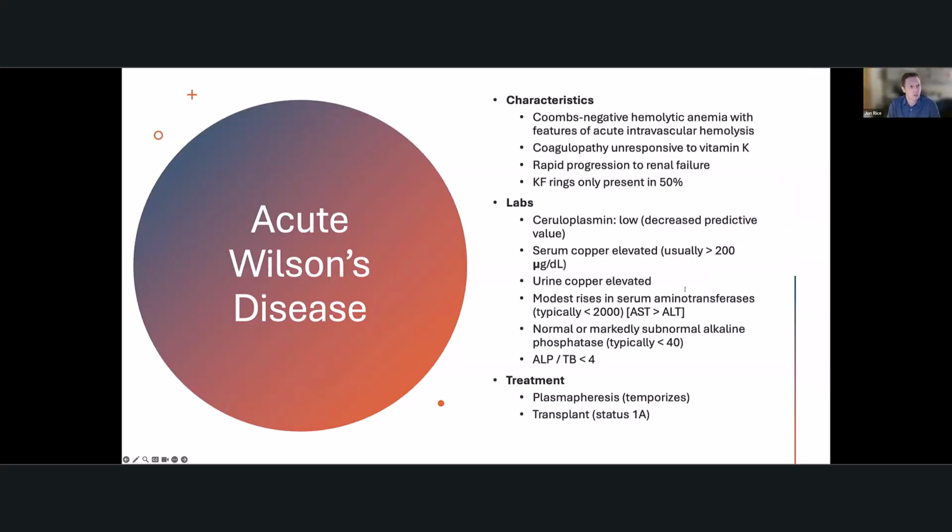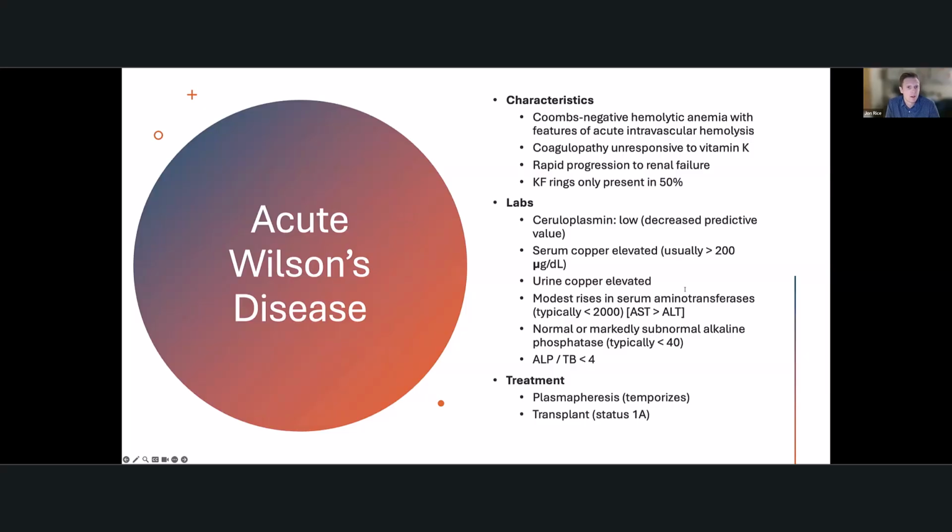One quick discussion point is around acute Wilson's disease. Again, this is a different presentation where a massive release of copper commonly can lead to severe Coombs negative hemolytic anemia with acute intravascular hemolysis, coagulopathy unresponsive to vitamin K, and rapid progression to renal failure. KF rings, again, are a coin flip in this situation, so the lack of them does not rule it out.